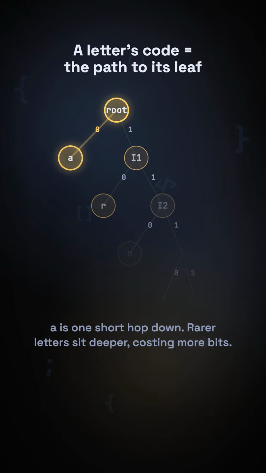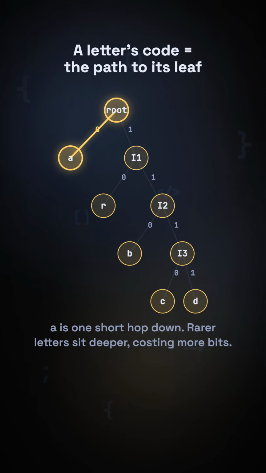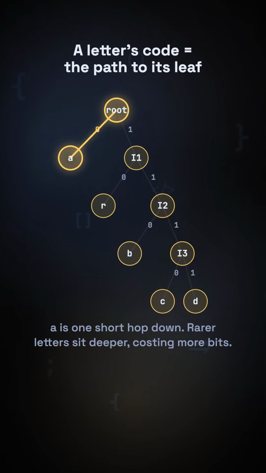Read a code by walking from the root to a leaf, where a left turn is a 0 and a right turn is a 1. A is one hop away, so its code is a single bit. The rarer letters live deeper, so their codes run 2, 3, even 4 bits long. The letter you use most became the cheapest of all.